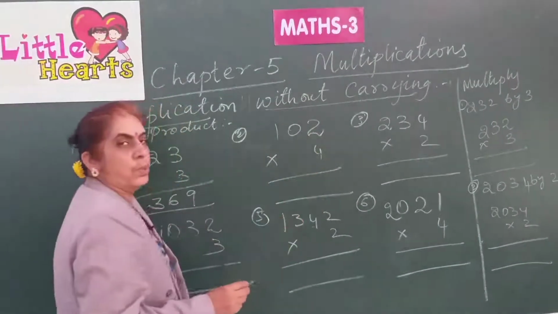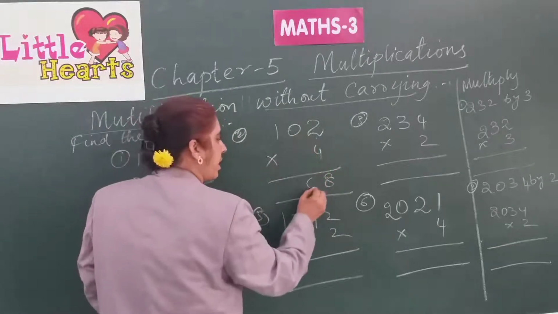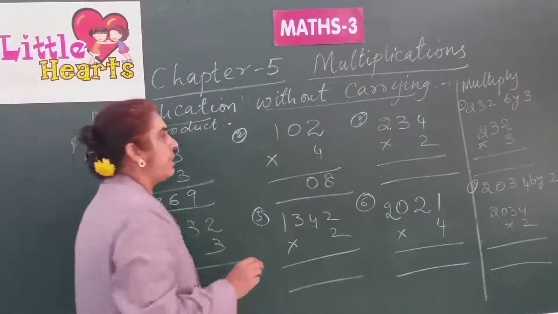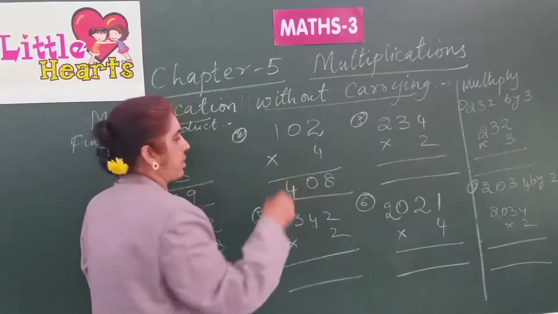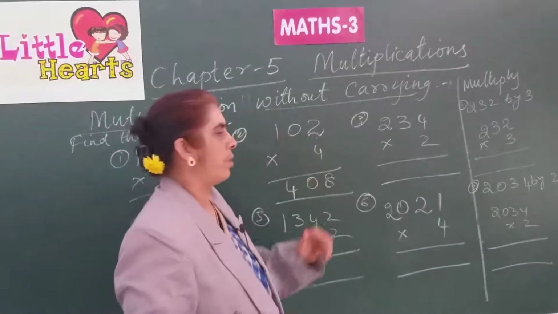102 into 4. 4 2s are 8. 4 zeros are 0. Never write 0 4s are 4. 4 zeros are 0. And 4 ones are 4. 408 is the product of 102 and 4.